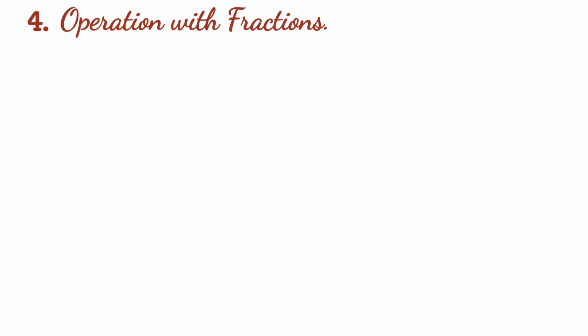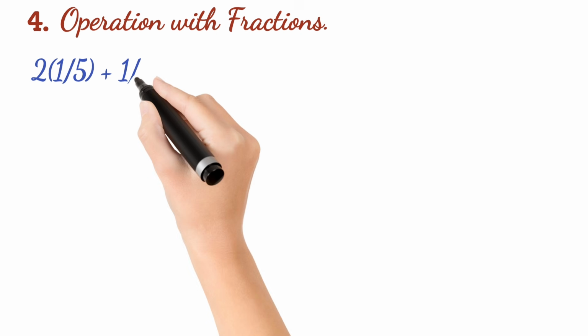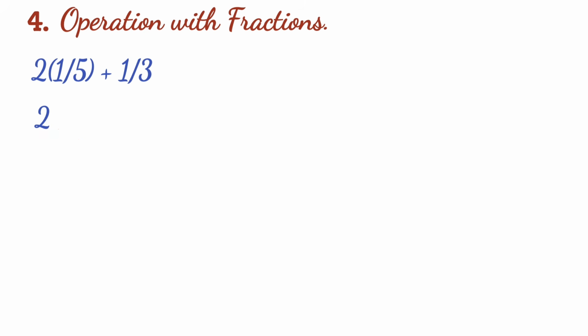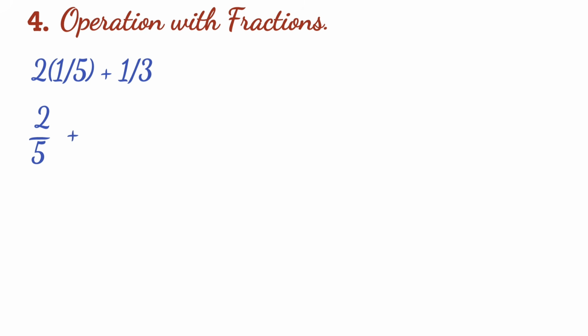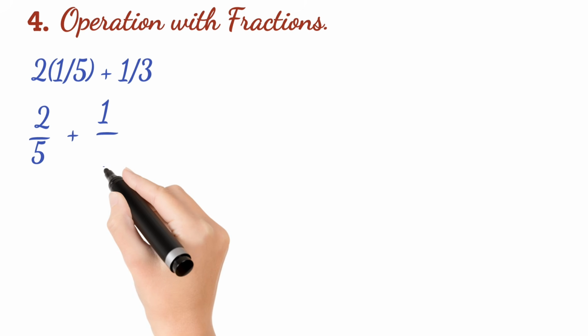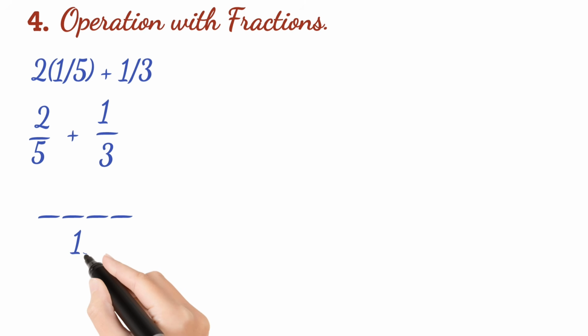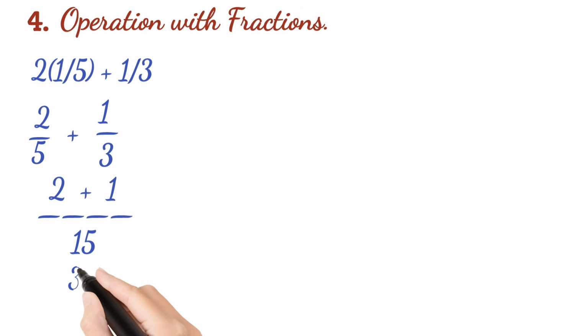Now next one, operation with fractions. The easiest one, but I don't know, children, why you make mistakes. Say it is given 2 into 1 by 5 plus 1 by 3. The 2 1s are 2, so 2 by 5 plus 1 by 3. Now you will do addition. All of you know the denominators 5 and 3 are prime numbers, so LCM is 15 and 2 plus 1, 3 by 15.